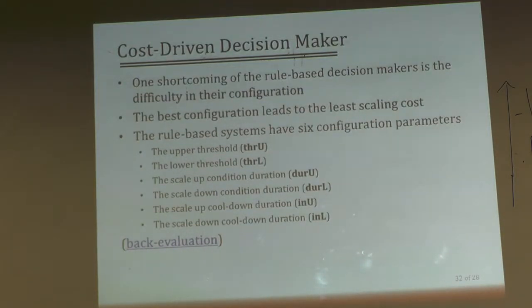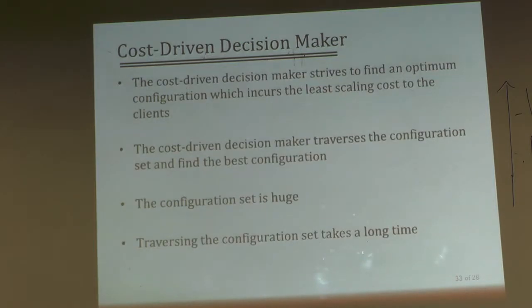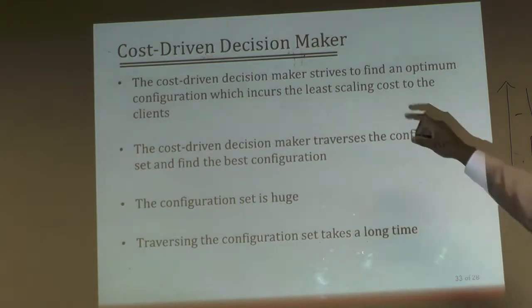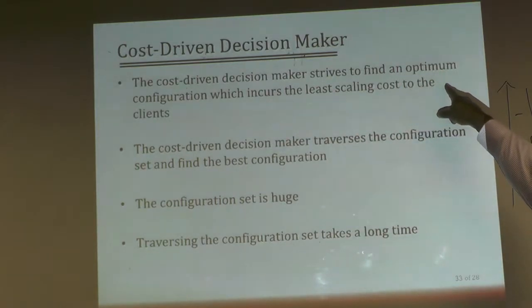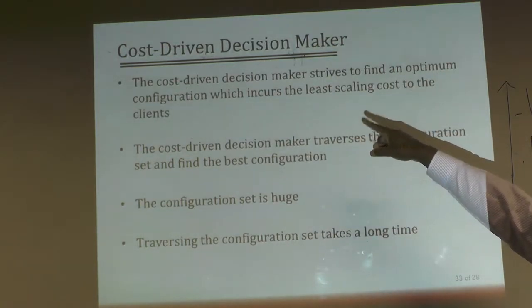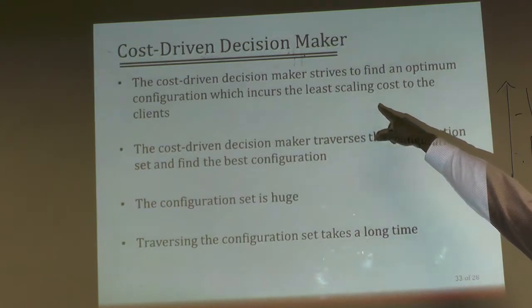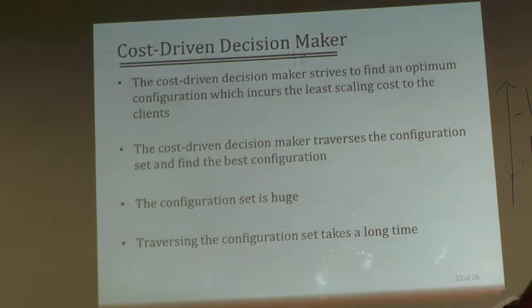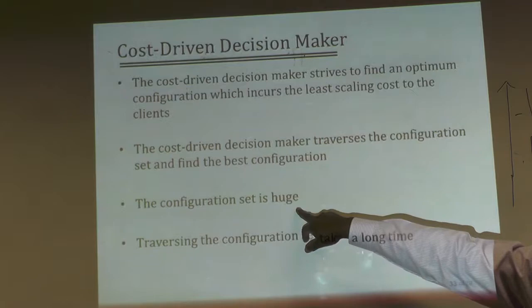Okay, so you have that, and using that, we want to use it in our cost-driven decision making. Okay? Now, what does the cost-driven decision try to do? It strives to find an optimum configuration which incurs the least scaling cost to the client. That's the purpose. That is better said than done. How do you do that? Remember, the configuration space is huge.